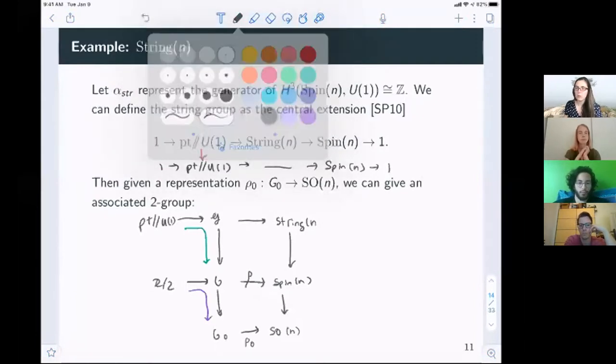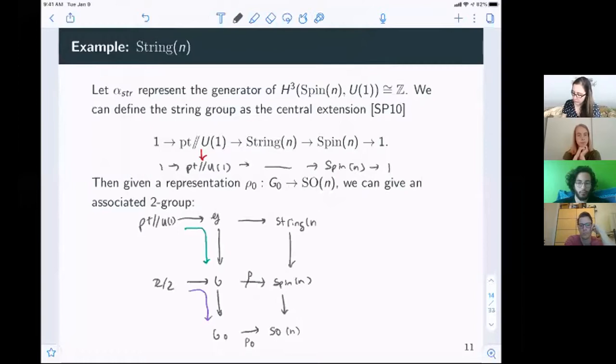where G is the central extension classified by rho star of this alpha string generator. Okay, so if you're not comfortable with the string group or spin group, that's fine. We're not going to mention it again, but it's an interesting example and kind of one of the reasons why some of these topics were pursued in the first place.